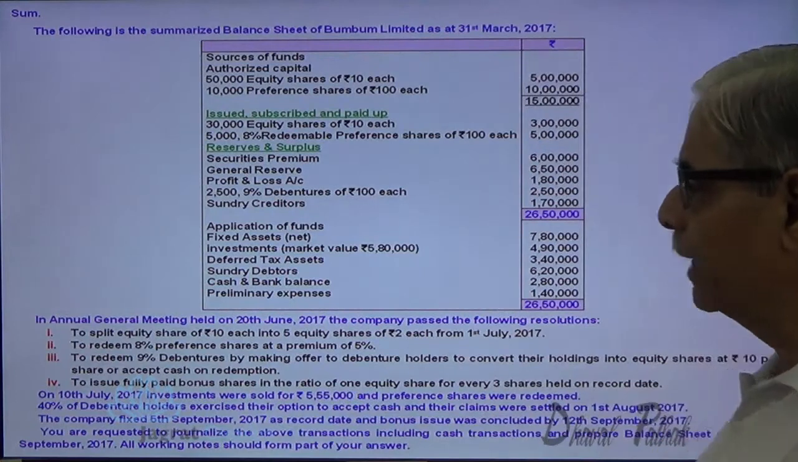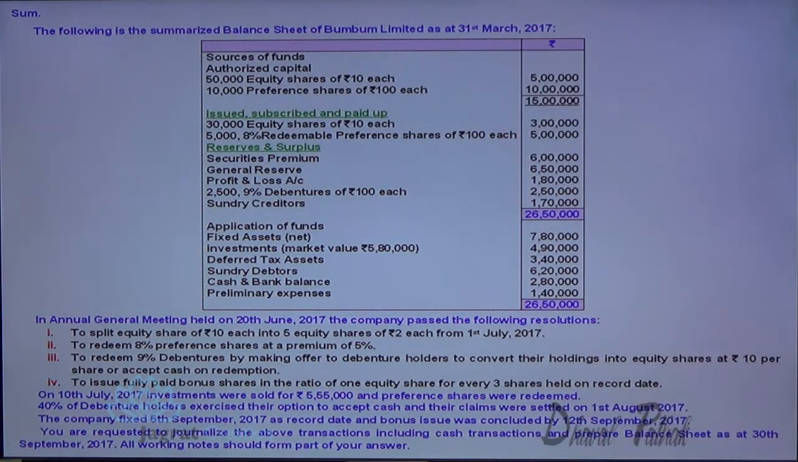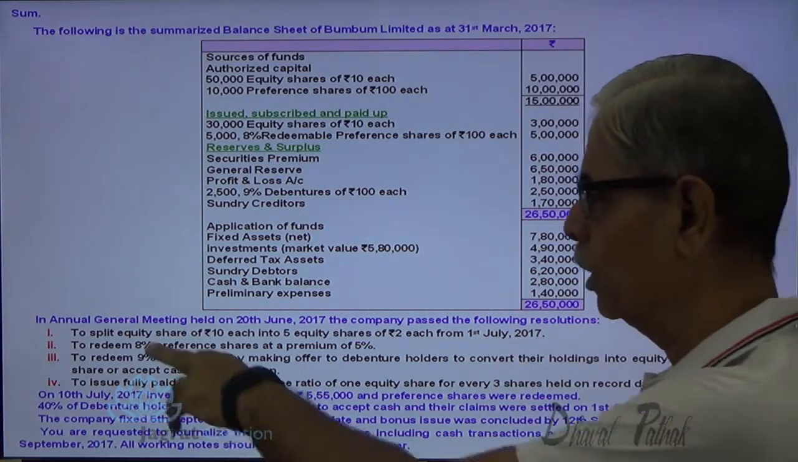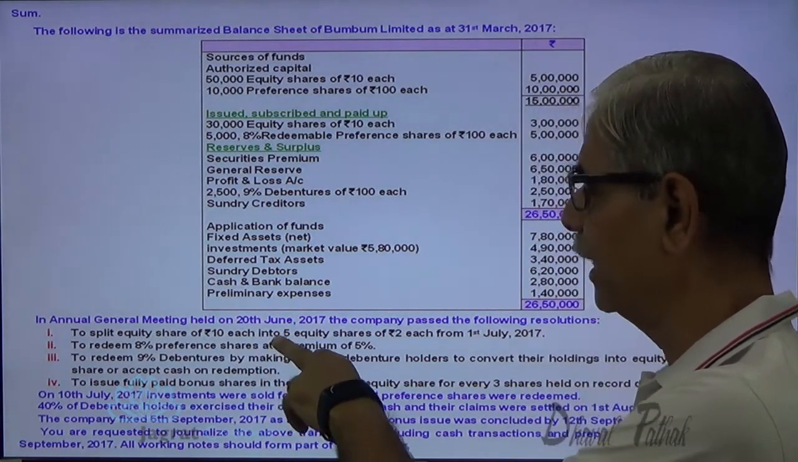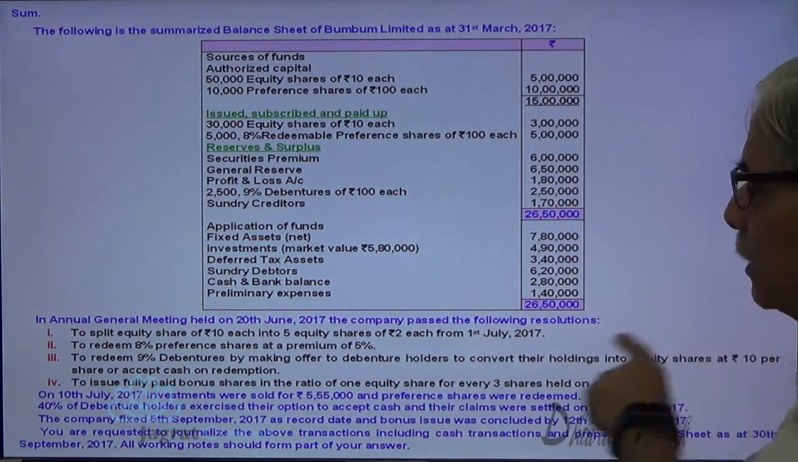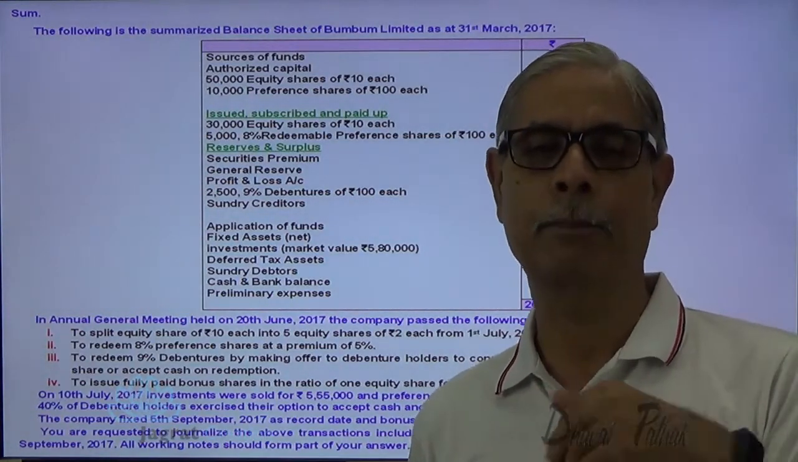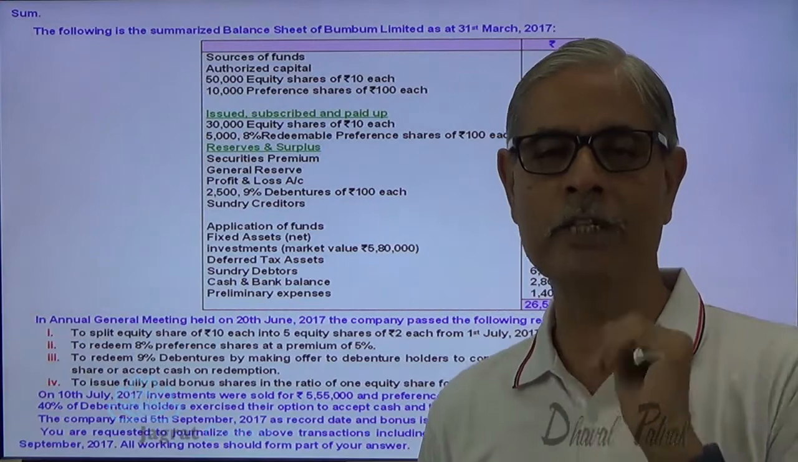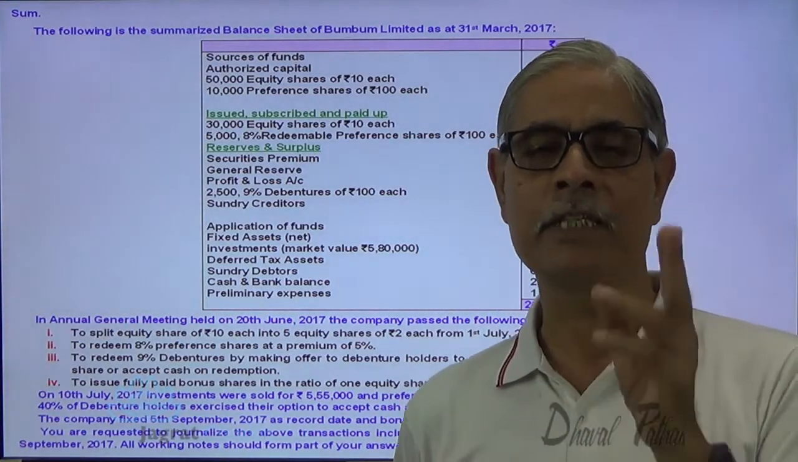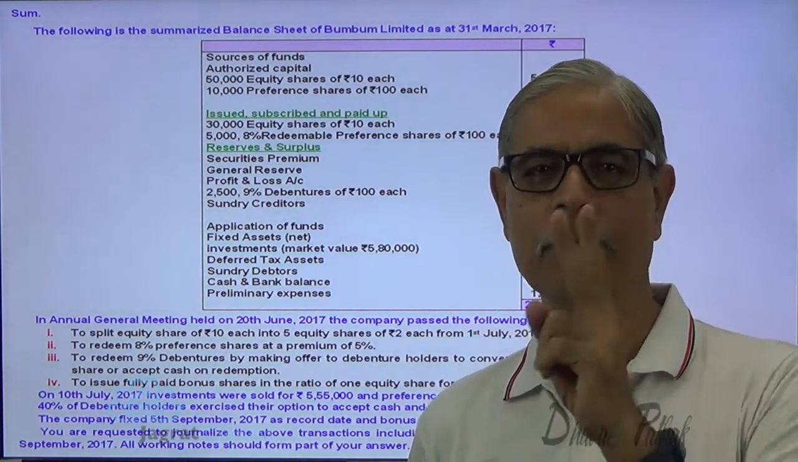In an annual general meeting held on 20th June 2017, the company passes the following resolutions. Split equity shares of 10 each into 5 shares of rupees 2 each on 1st of July 2017. So a share of 10 each is split into shares of 2 each. So 1 share of 10 each is converted into 5 shares of 2 each.